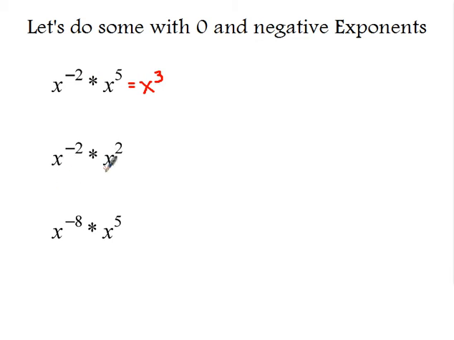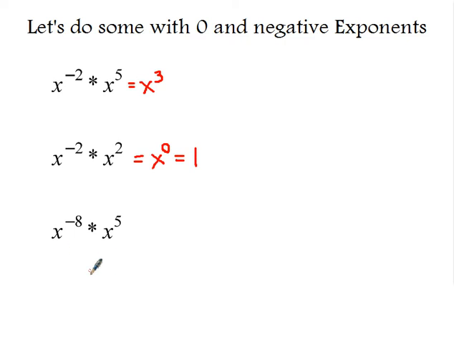Here, I'm going to follow the exact same rules I did before. It's again 2 powers multiplied, which means I can add the exponents. So I have an x. Negative 2 plus positive 2 is 0. I can simplify that further. X to the 0th power is 1.